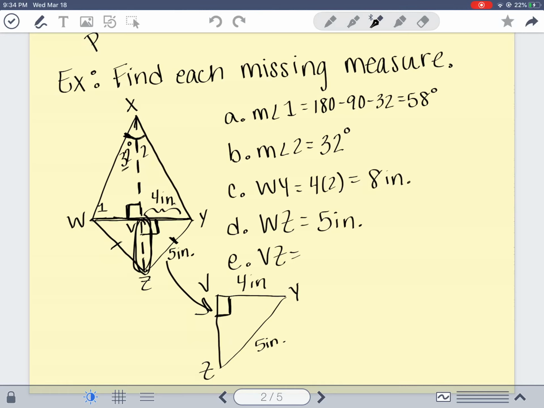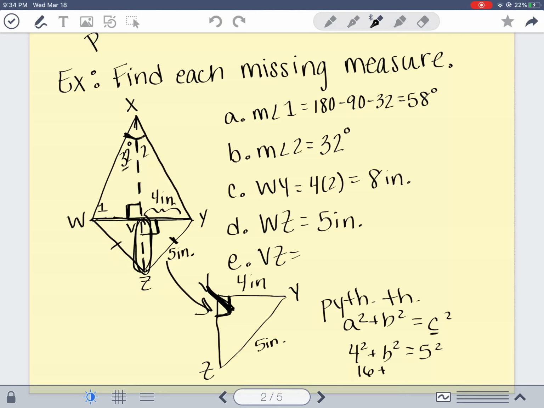So we are going to be using the Pythagorean theorem. You guys have done this on multiple occasions. Your a squared plus b squared equals c squared. Remember, your c squared is always your hypotenuse. So this right angle is always pointing at your hypotenuse. So 5 is your hypotenuse. You can put the 4 in either the a or the b. So let's do 4 squared plus b squared equals 5 squared.